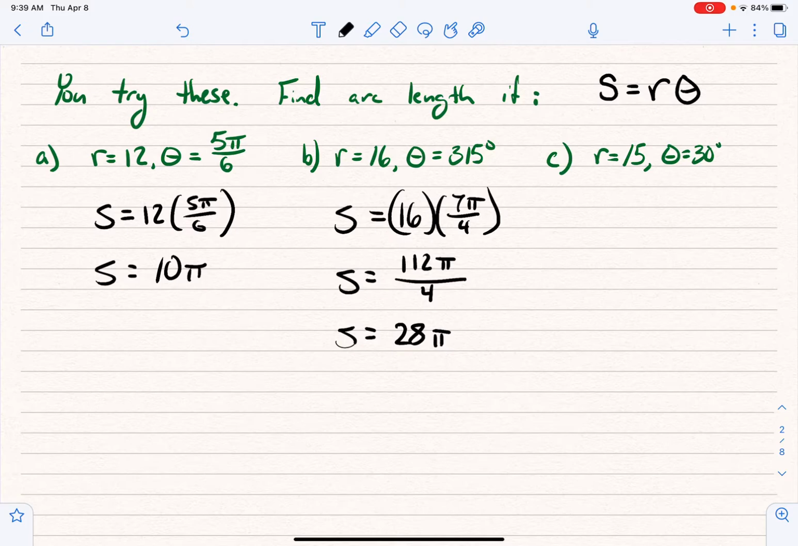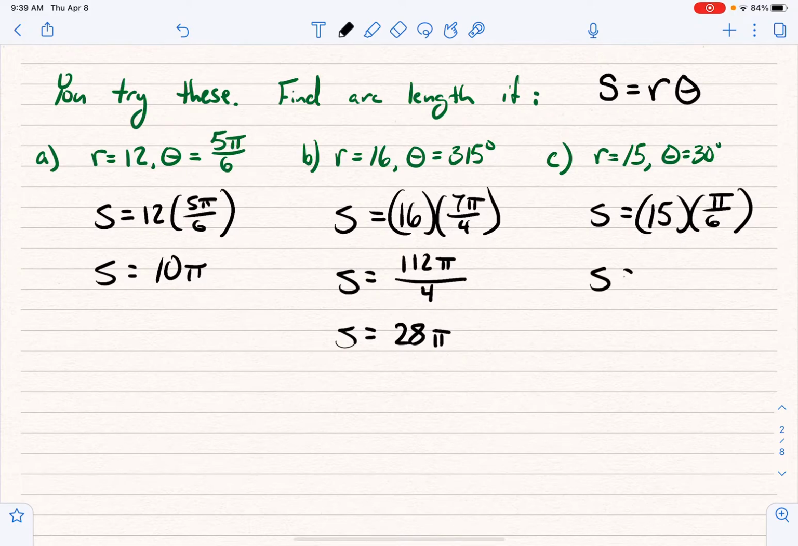And this last one, we have the radius is 15 and theta is 30 degrees. Well, radius is 15, theta 30 degrees. That is pi over 6. And so then we get 15 pi over 6, which we can take a 3 out of the top and bottom. And that would give me 5 pi over 2, or 2.5 pi. See, look, they don't always come out clean. But still, they're a very easy problem.